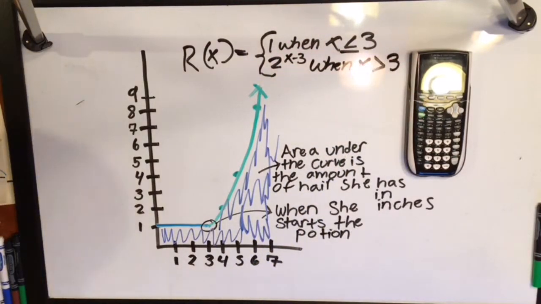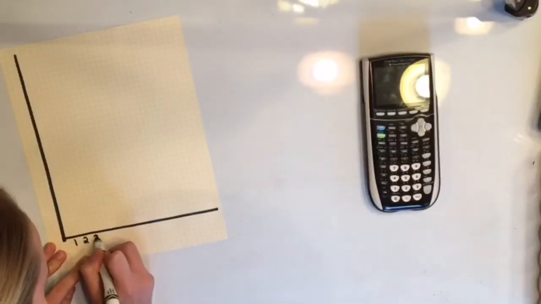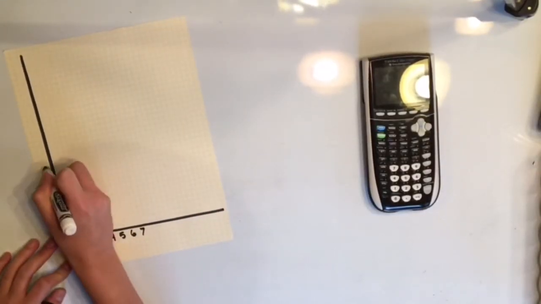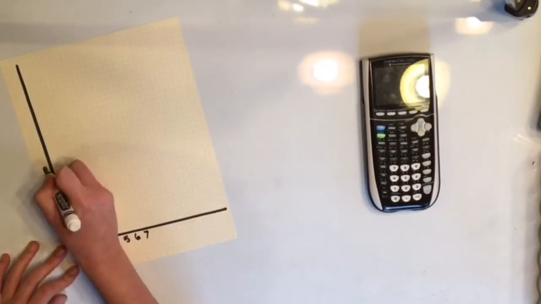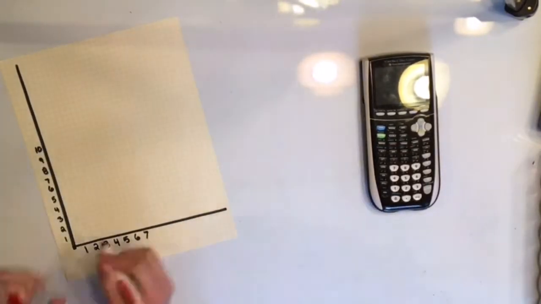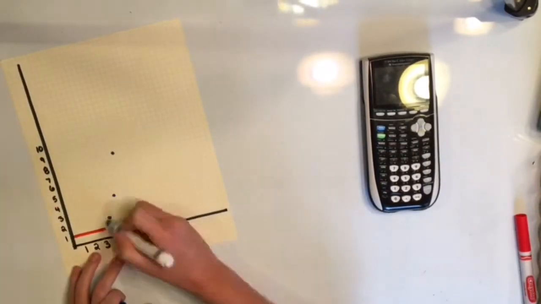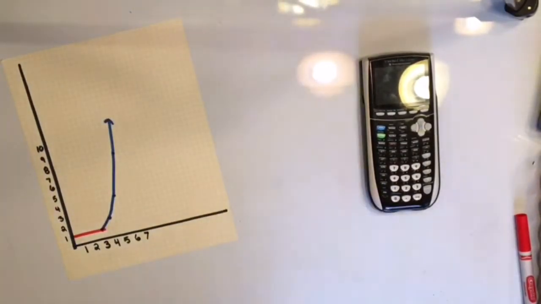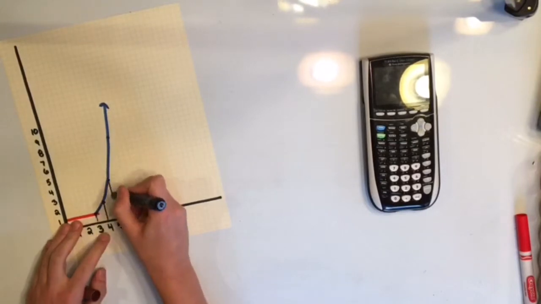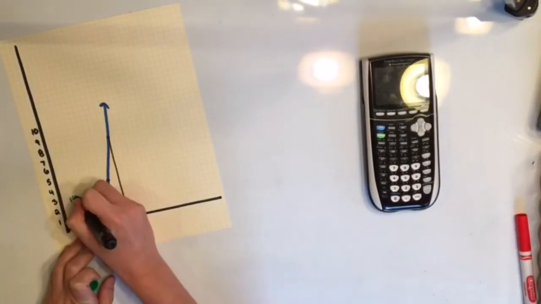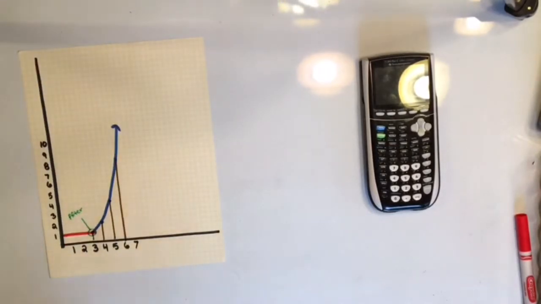Alright, the next question is, how many inches will Rapunzel's hair grow in the first 3 months after she begins to take the potion? So we're drawing our graph again. The red line is the first 3 months she's grown her hair, and the purple line is the 3 months after she begins to take the potion.